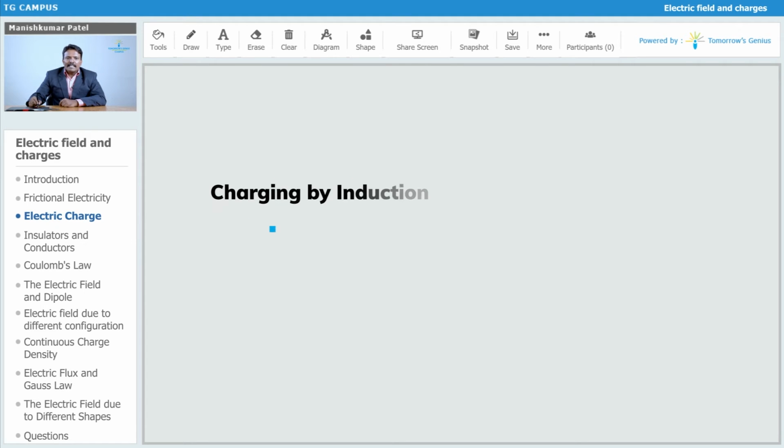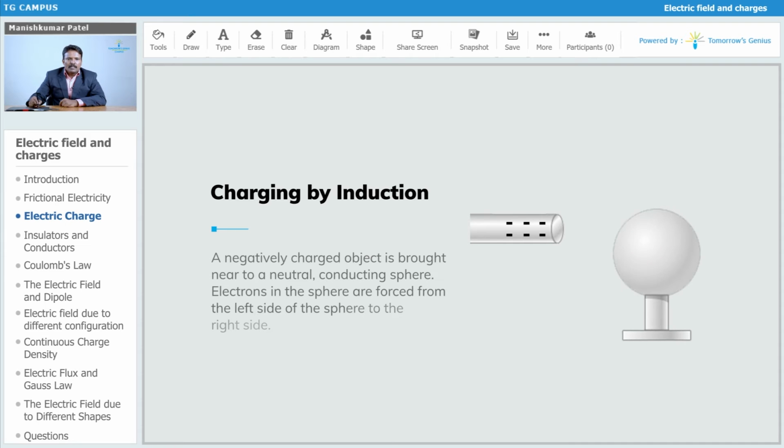Now what do we mean by charging by induction? Suppose I have negative charge on that glass rod. When I bring it to this sphere, it is going to attract all the positive charges and it will repel the electrons to the right side. You can do the earthing over there and the electrons will be removed, or it will get grounded. Then the positive charge is going to distribute equally on that sphere.